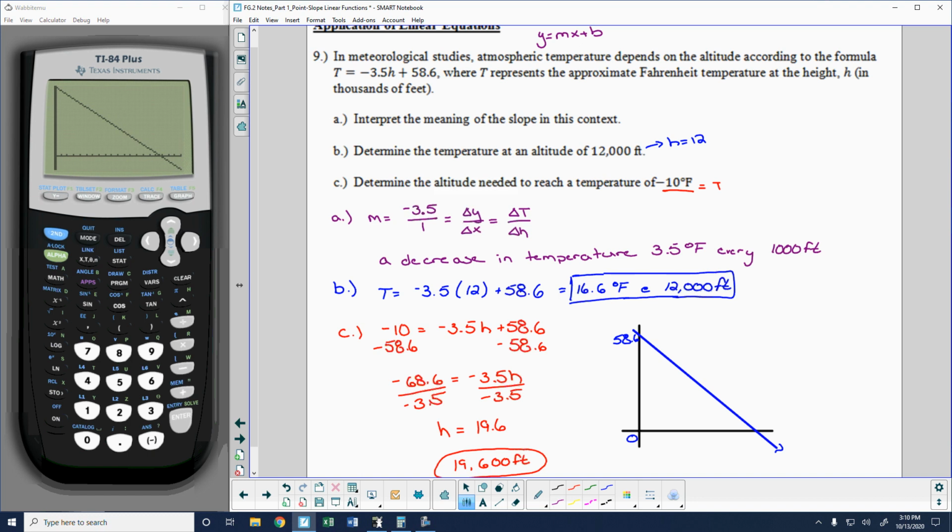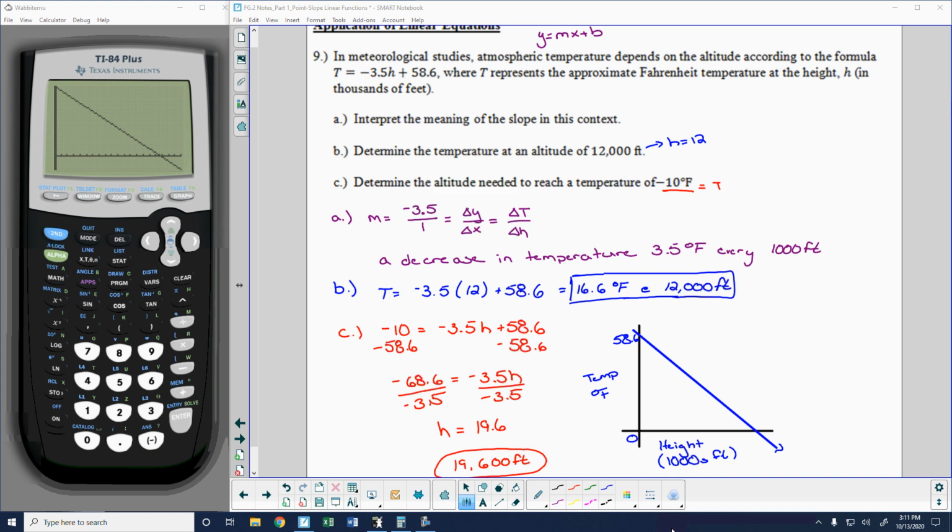Let's go ahead and give our axes some labels, though. Remember, the x-axis was height. So this is going to be the height or the altitude, and this is in thousands of feet. We also want to label the y-axis. So the y-axis here was T, which is the temperature in degrees Fahrenheit.